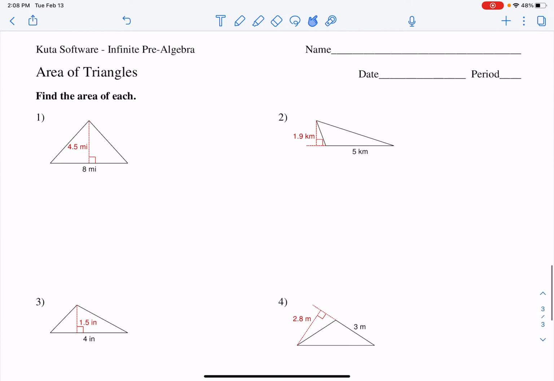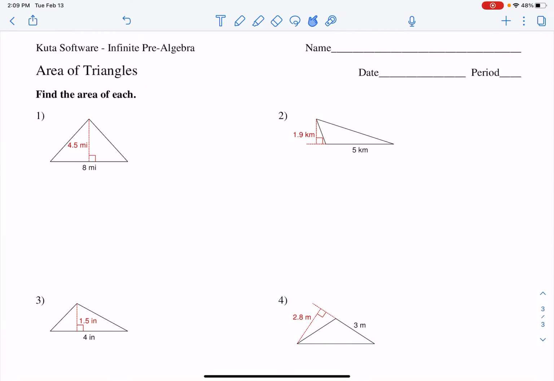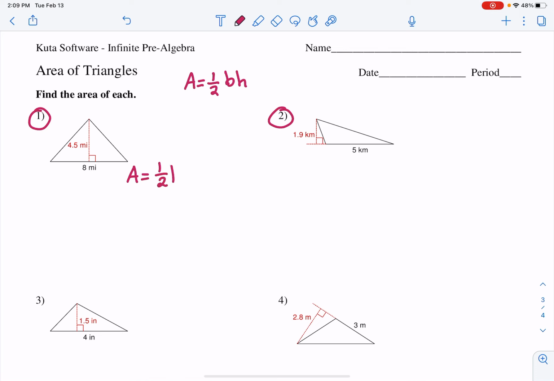of area of triangles. Okay, so to calculate the area of a triangle, it's very similar to the area of a rectangle or a parallelogram. It is base times height, but then you have to divide by 2. So it's half of that because the triangles are actually half of rectangles. So we're going to do numbers 1 and 2 together. So number 1, the formula for the area of a triangle. I'm going to write that down first. That's my first step, is write down the formula.